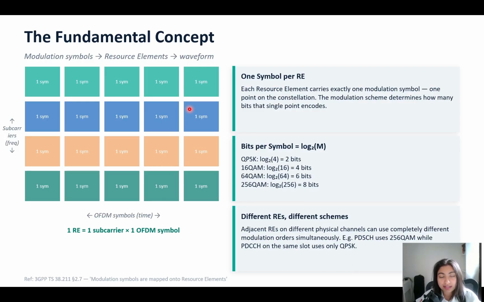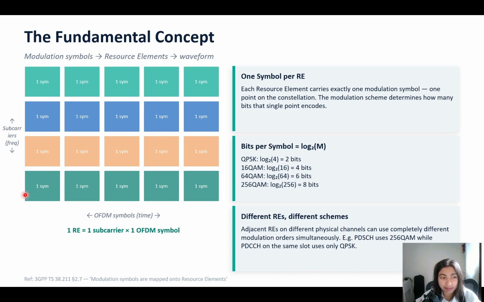Let us start with the most fundamental concepts. How are modulation symbols mapped onto resource elements? How are these resource elements mapped to a waveform before they are generated and transmitted across the air interface? A resource element is the fundamental unit of a 5G resource grid. In 4G, one resource element is defined as one subcarrier in the frequency domain and one symbol in the time domain. You can think of it as a single cell in a grid.